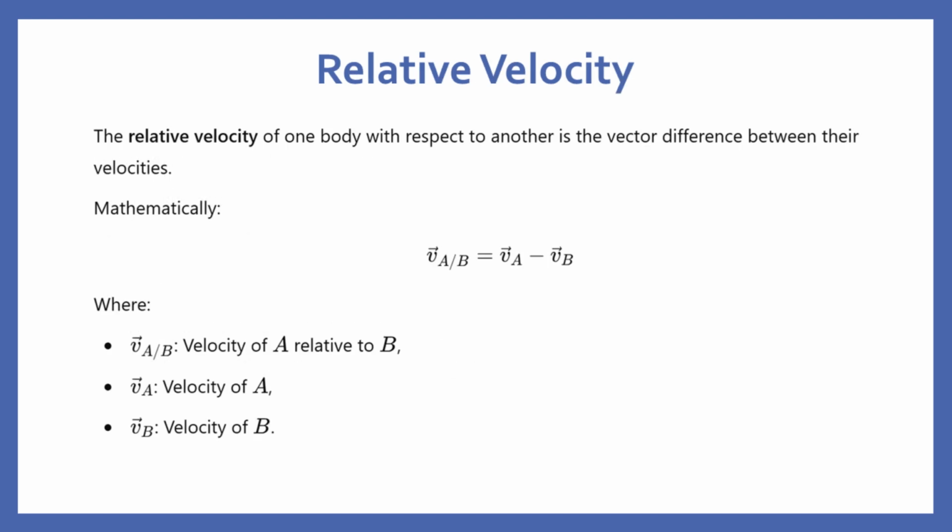Let's discuss the concept of relative velocity. Relative velocity is the vector difference between the velocities of two bodies. It helps us understand how fast one object is moving compared to another.